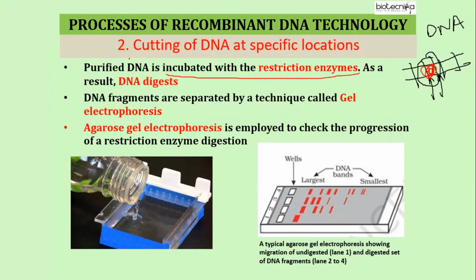So now we are moving to the next step, cutting of the isolated DNA at a specific location. Who will cut this DNA at a specific location? It will be done with the help of restriction enzyme. And the name itself suggests the enzyme that will cleave the DNA at specific locations.